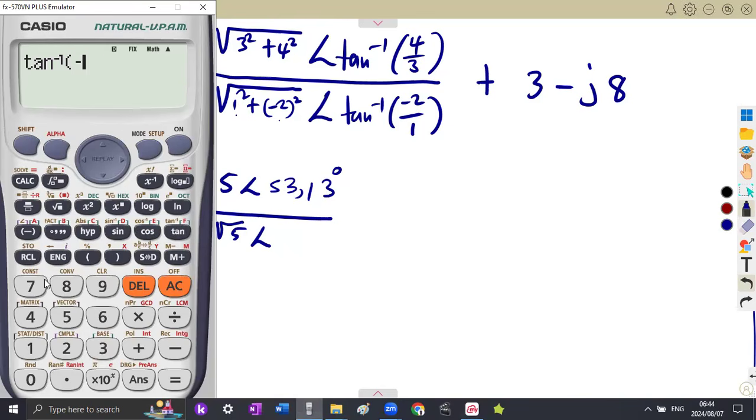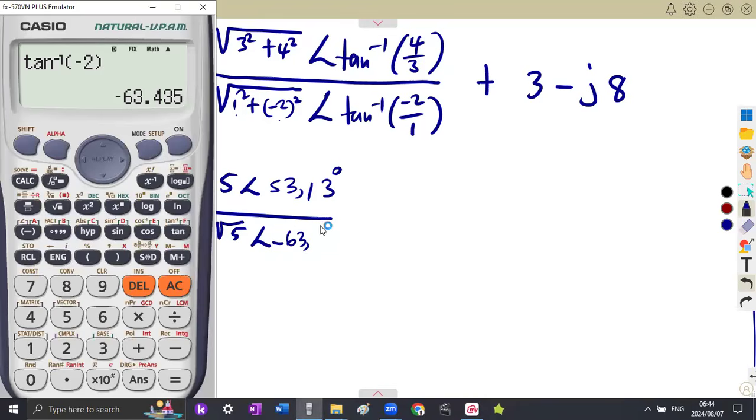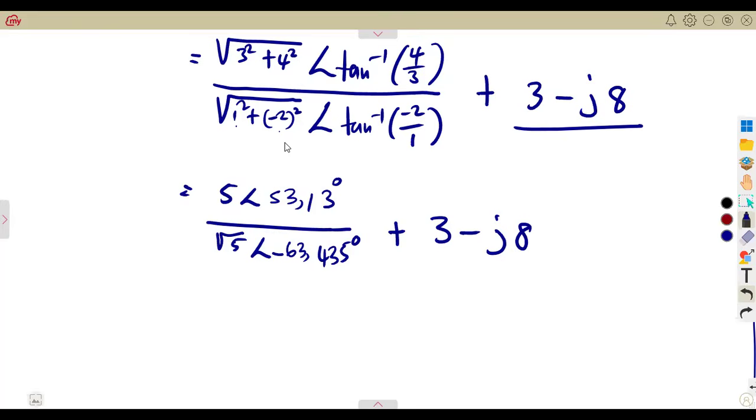All right, you see now these softwares, guys, they just tend to misbehave. That's negative 63.435. All right, so we have got something like this. And this part is the remaining 8. All right, so this is where we are. Remember the purpose of having this division. It is because the simplification is easier for a division.